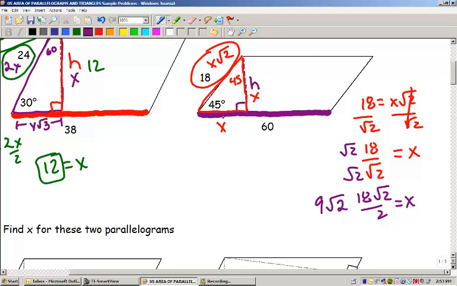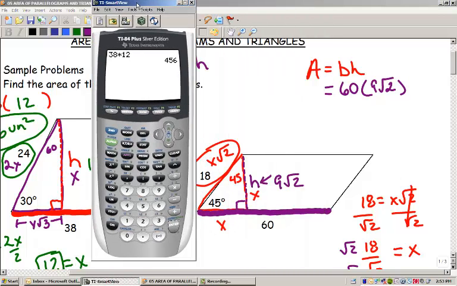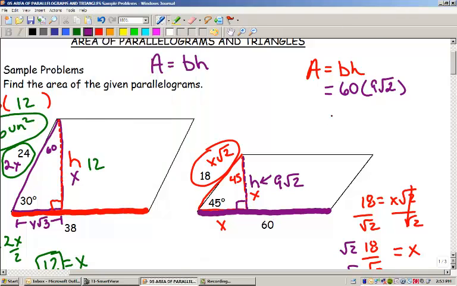So again, we really don't care about this piece here, but what we do want is this piece, which is x. x is 9 root 2, so that is my height. So my height is 9 root 2. So if I want an exact answer, now what I can do is take the 9 and the 60, multiply them together, and I get an answer of 540 root 2 units squared.